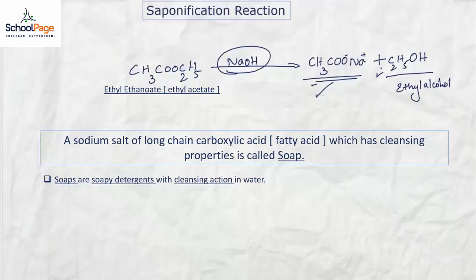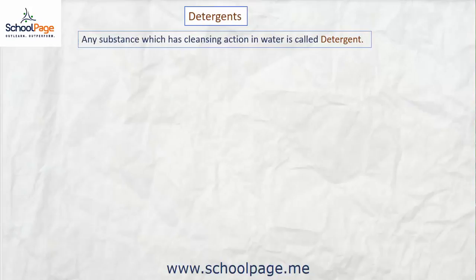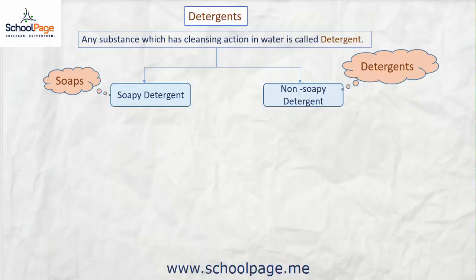So let's understand more clearly. Any substance which has cleansing action in water is generally called a detergent. So the first thing you have to learn is this: any chemical substance which can clean in water is called by the general name detergent. So detergents are of two types: soapy detergent and non-soapy detergent. Soapy detergents have the general name soaps, and non-soapy detergents are called only detergents.